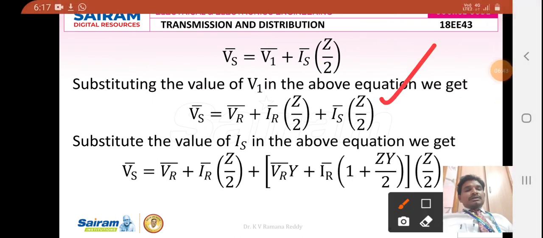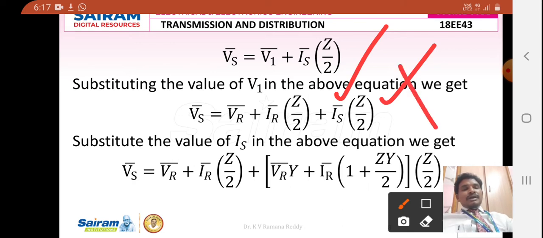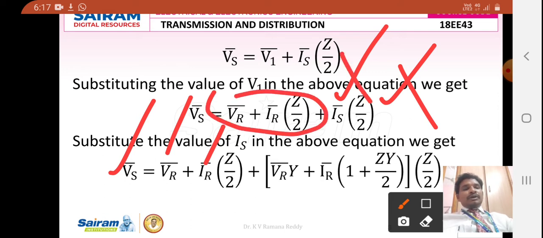Next, substitute the value of Is in the above function. If I substitute the value of Is, the above equation becomes Vs bar is equal to VR bar plus IR bar of Z/2. Up to here, the same thing. Here for Is bar, I write the formula VR bar of Y plus IR bar of (1 + ZY/2) into Z/2. This is the overall equation here.